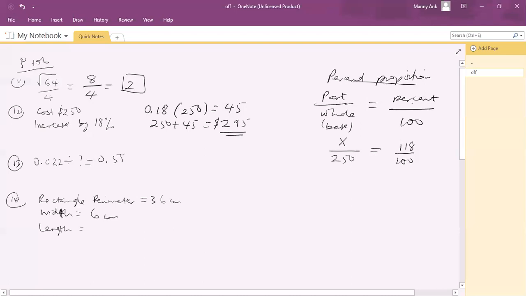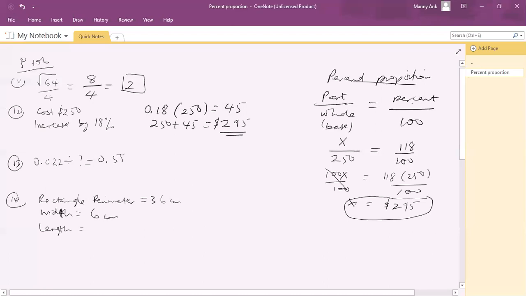So if you do the percent proportion and do the cross product, 100 times x, that's 100x. And 118 times 250, if I divide by 100, divide by 100, so this crosses out, then x will be equal to, the answer will come out as 295. That's another approach. Okay, but I know most people would like this one. So you can stick with the first one if you're okay with that.